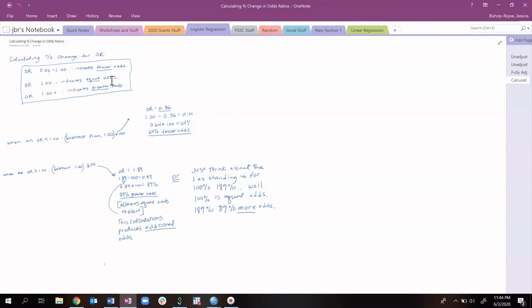So to get this part cemented in your brain, think about whenever you see an odds ratio that's less than 1, basically subtract it from 1, okay? So in this case, an odds ratio of 0.36, we subtract it from 1 and get 0.64. We multiply that by 100 to get a percent, and that gives us percent fewer odds, okay? So an odds ratio of 0.36 actually produces 64% fewer odds for us in our regression model, okay?